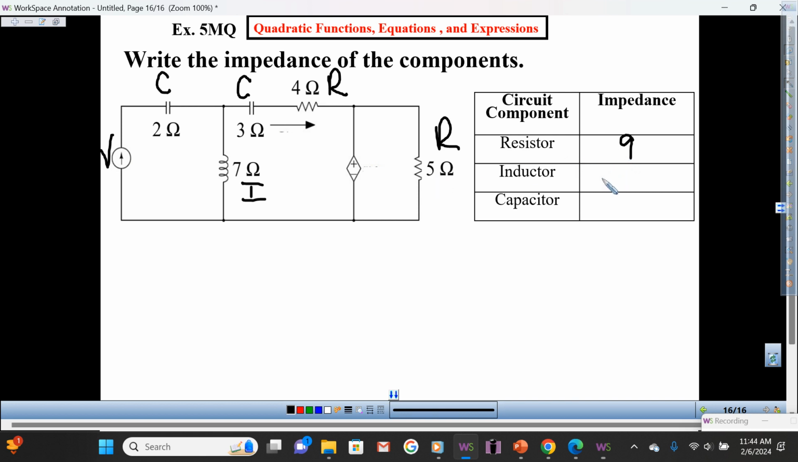That is correct. Inductor, 7I. Capacitor, negative 5I. Hands, if you got that. That is correct. Okay, so we got that. From 1 to 5, how are you doing with that? All right, which moves us to the next thing.